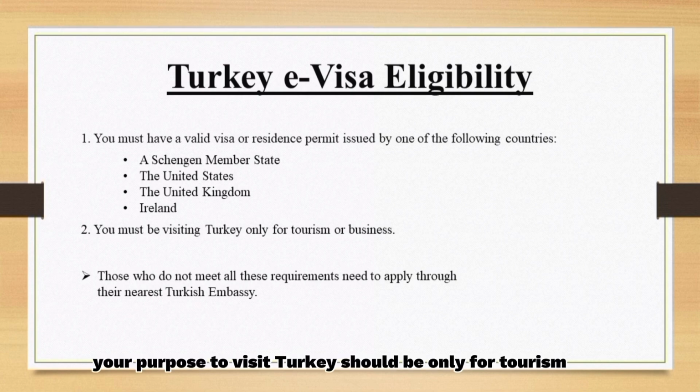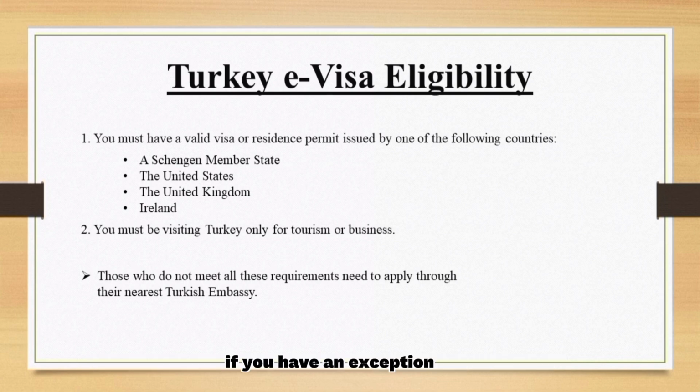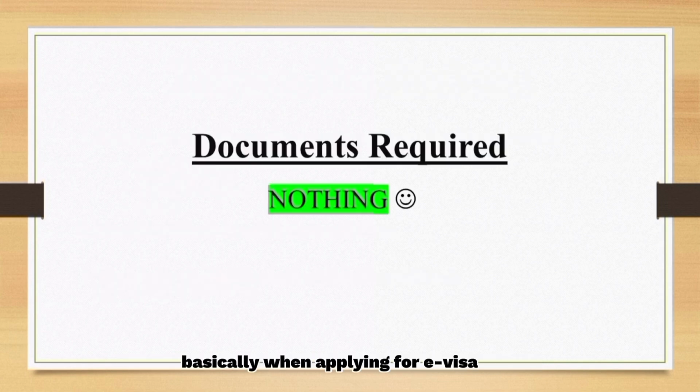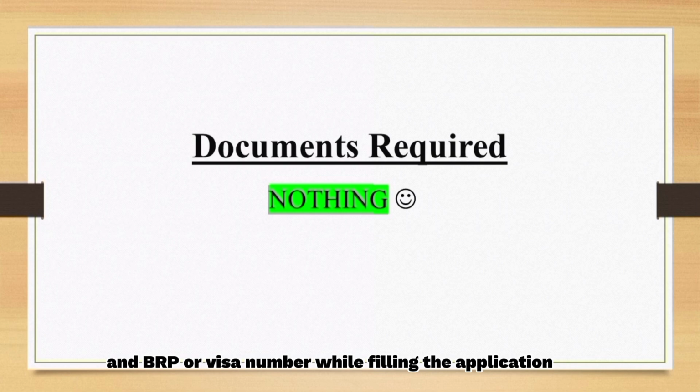Your purpose to visit Turkey should be only for tourism or business. If you have an exception or if you did not meet the above requirements, you would have to visit the embassy and confirm. Basically, when applying for e-visa, you do not require any documents. You would have to just enter the passport details and BRP or visa number while filling the application. You don't need to upload any documents.